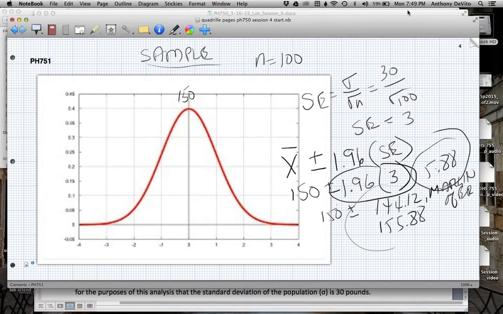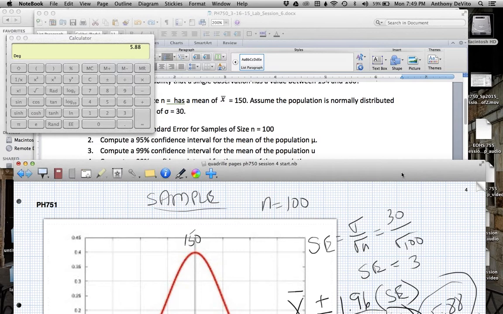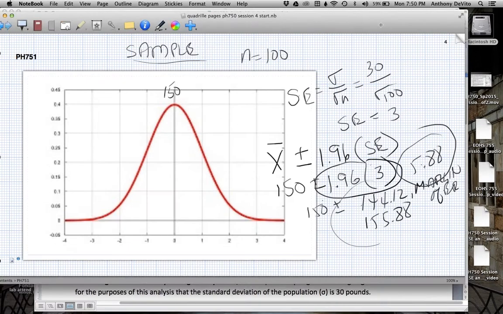Okay, so let's take a look at what else we can do with this. Compute a 99% confidence interval for the mean of the population.